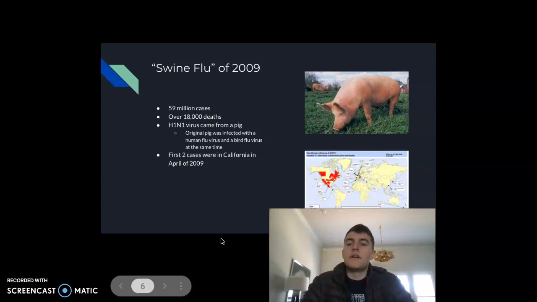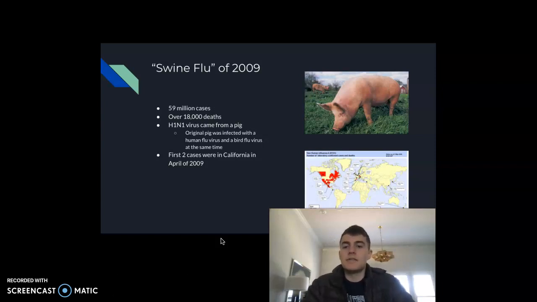So now moving on to the swine flu, 2009. There's a total of 59 million cases and over 18,000 deaths. This H1N1 strain virus actually came from a pig. And so the difference between the swine flu and the Spanish flu is that the original host of the Spanish flu was a bird, and typically the flu in swine or pigs cannot be transmitted to humans.